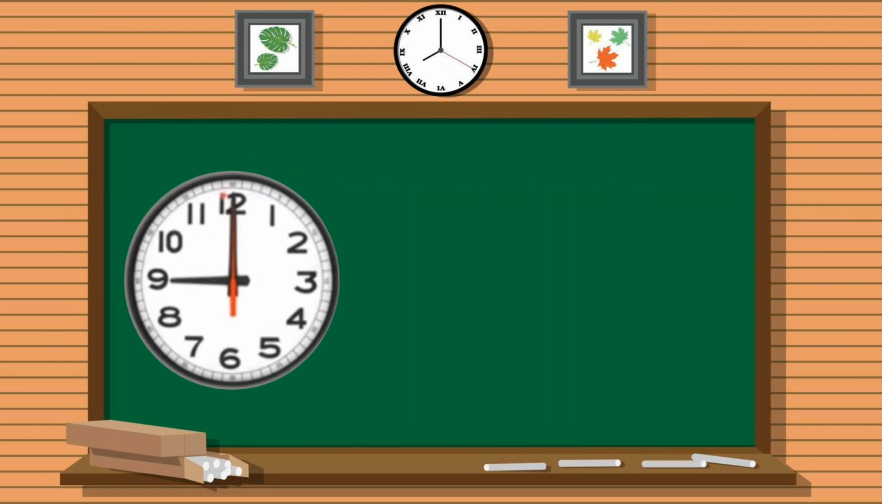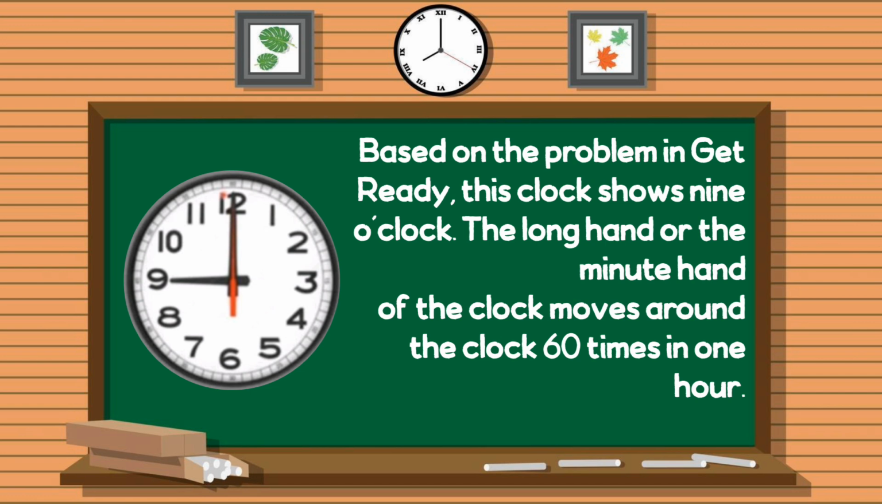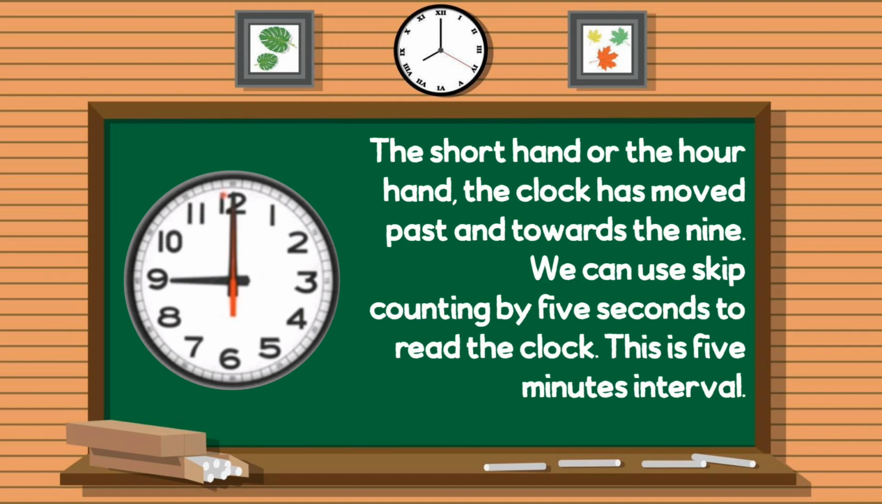Based on the problem in Get Ready, this clock shows 9 o'clock. The long hand, or the minute hand of the clock, moves around the clock 60 times in 1 hour. The short hand, or the hour hand, has moved past and towards the 9. We can use skip counting by 5 to read the clock. This is a 5-minute interval.